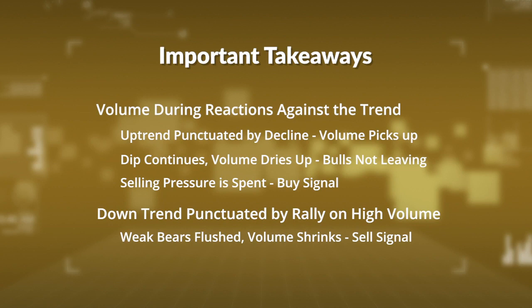Now, if you have a downtrend punctuated by a rally on high volume, then you know that you're starting to see the weak bears drop out, and the volume starts to then shrink after that, then you're looking at a sell signal. So I'm going to show you some of this on a chart. I think it'll make more sense when you see it charted.